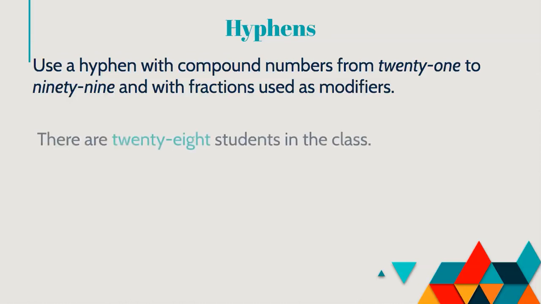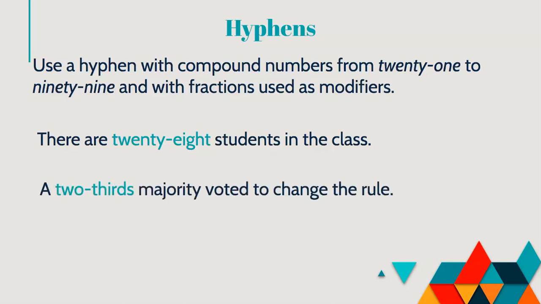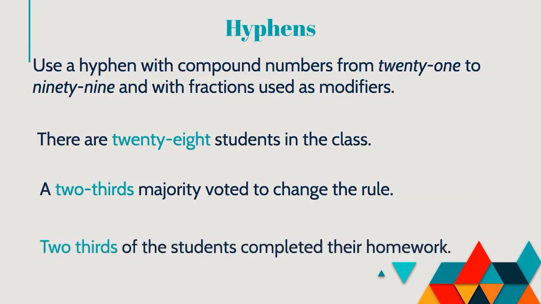So let's look at some examples. There are twenty-eight students in the class. A two-thirds majority voted to change the rule. Both of those take hyphens. But if we're going to say two thirds of the students completed their homework, we don't use a hyphen because that's not an adjective. In this sentence, it's a noun.